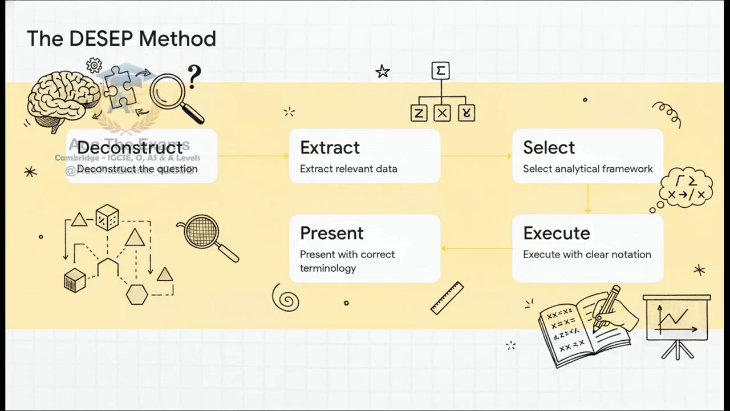I challenge you right now to create a mental mnemonic with the first letters of these steps, D, E, S, E, P. Locking this 5-step sequence into your memory is a massive leap toward total exam mastery. If you follow this, you will never stare at a blank page again.